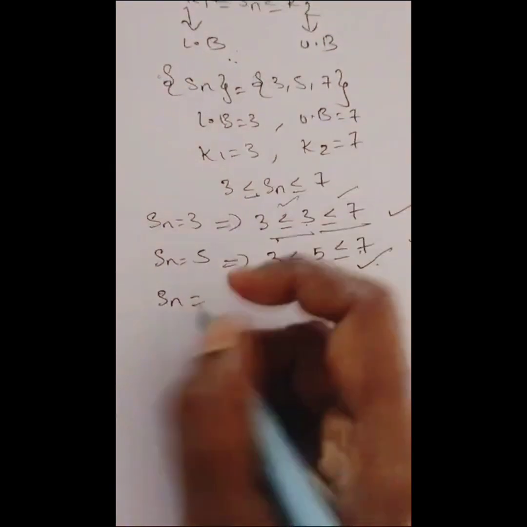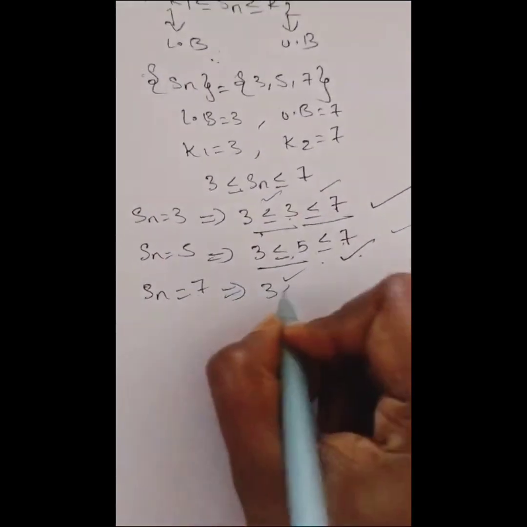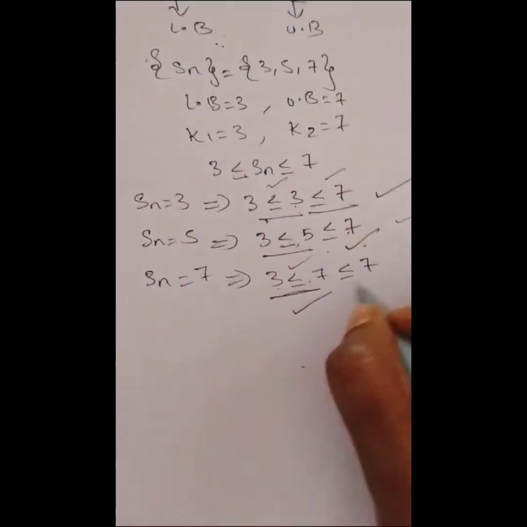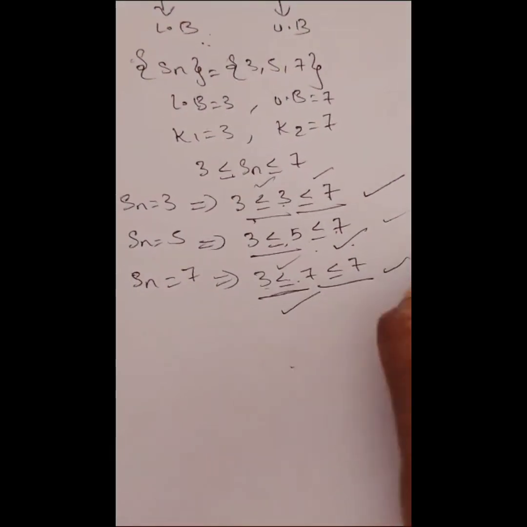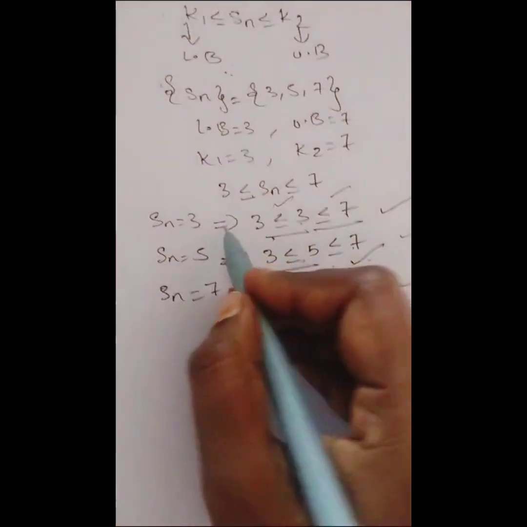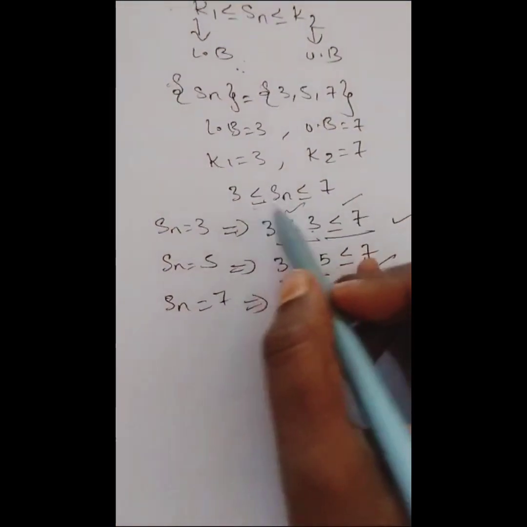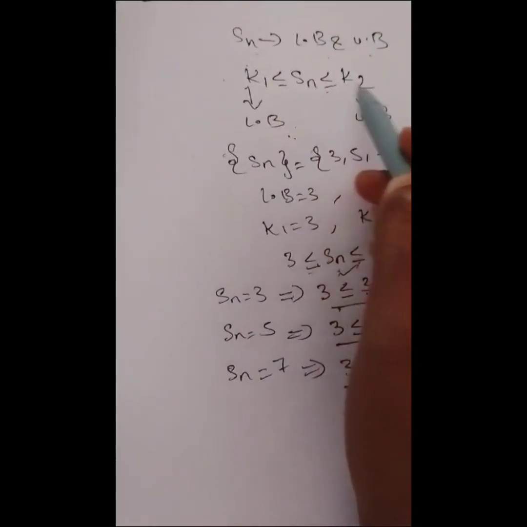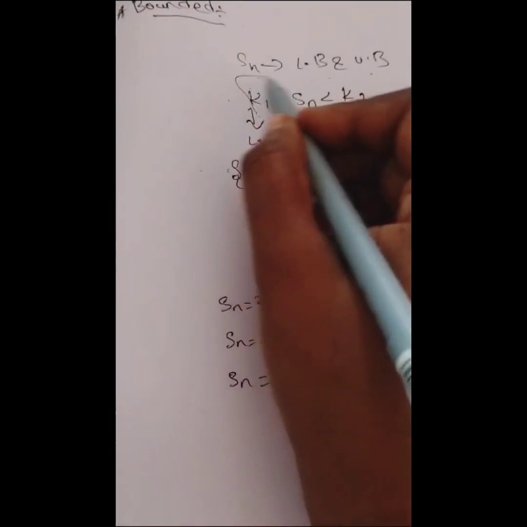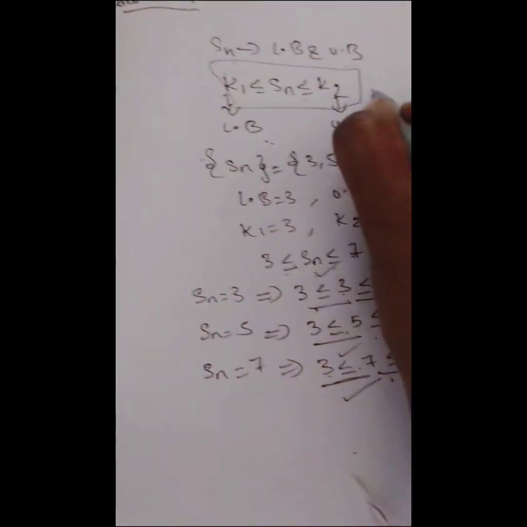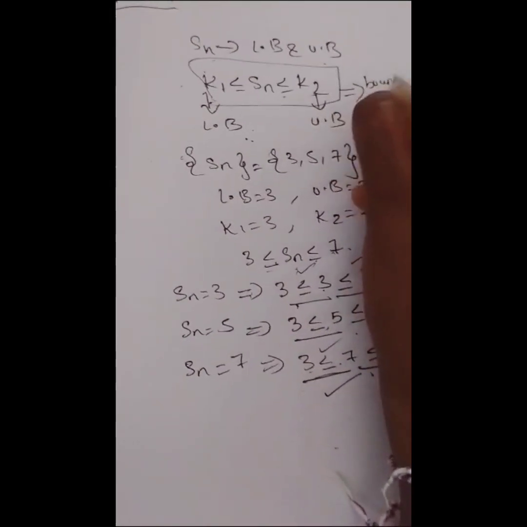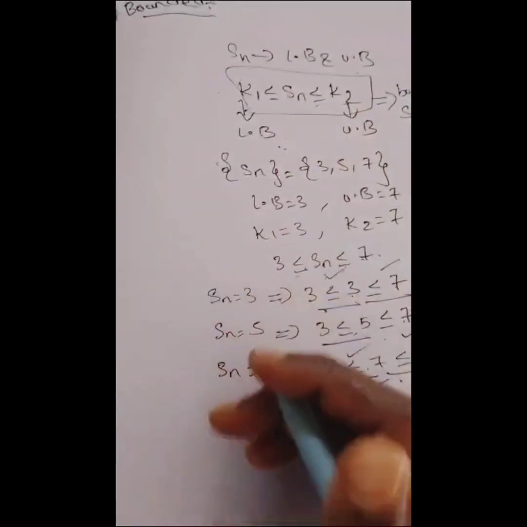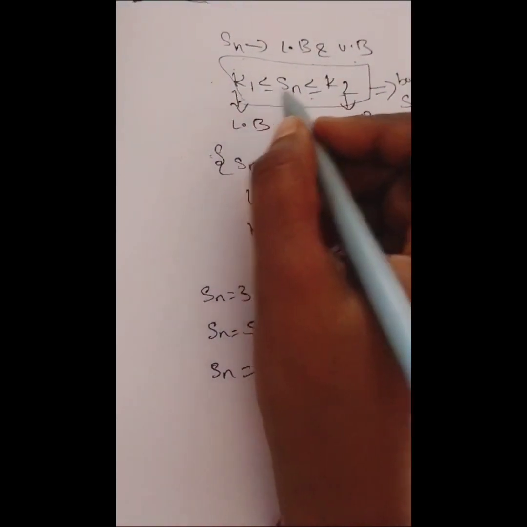Now Sn equal to the last value 7. So 3 less than or equal to 7 less than or equal to 7. Here 3 is less than 7, yes, this condition is satisfied. Now 7 less than or equal to 7, yes, this condition is also satisfied. Overall, the whole condition 3 less than or equal to Sn less than or equal to 7, that means k1 less than or equal to Sn less than or equal to k2, is satisfied. Hence, the sequence Sn is a bounded sequence. You may have a doubt: what if one condition fails?